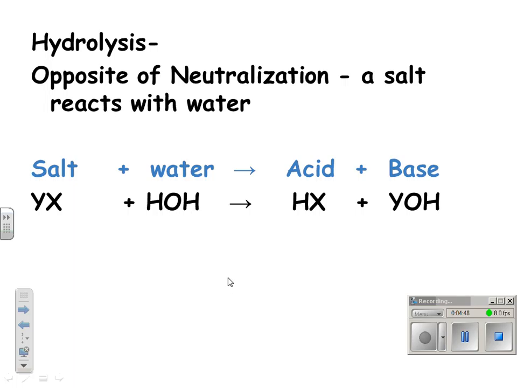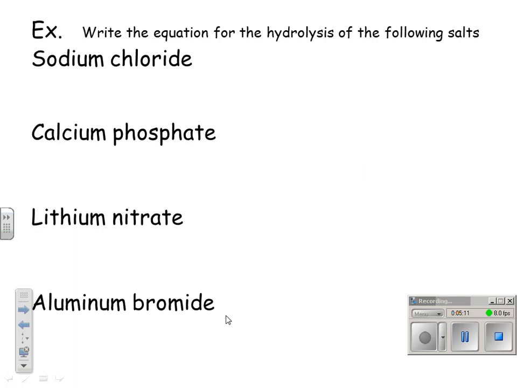It's not always quite this simple because there are compounds that are basic that do not contain a hydroxide ion in their formula, but we'll stick to the more commonplace bases that have hydroxide. So again, double replacement. Write your formulas, predict your products, balance the equation. So here are some examples for you to try. Write the equation for the hydrolysis of each of these salts.